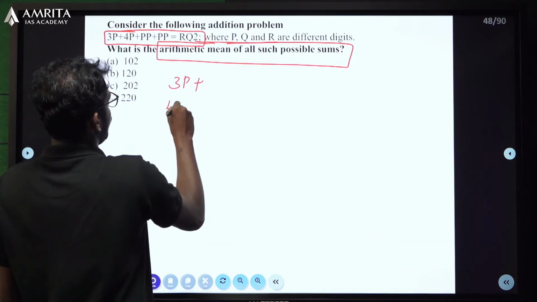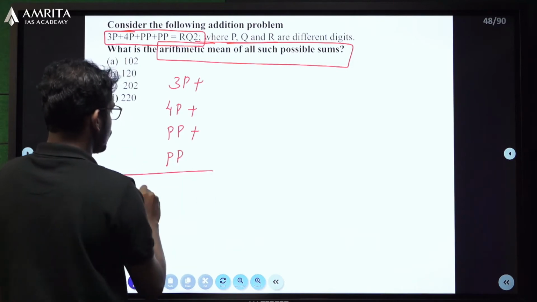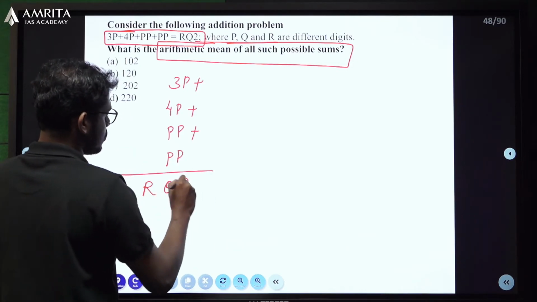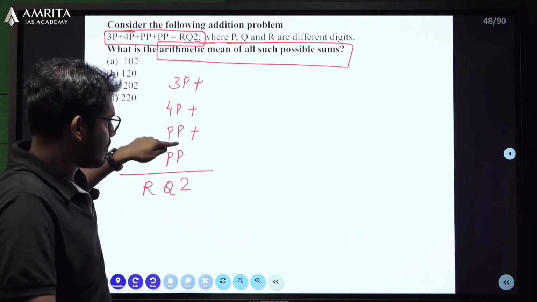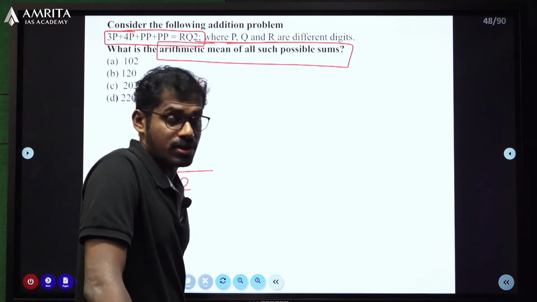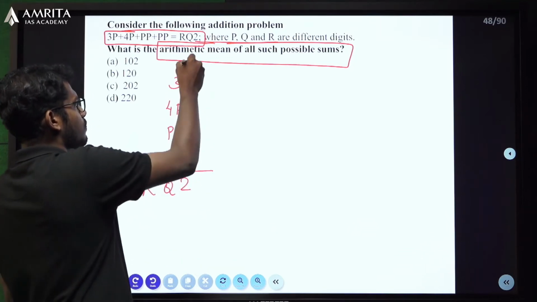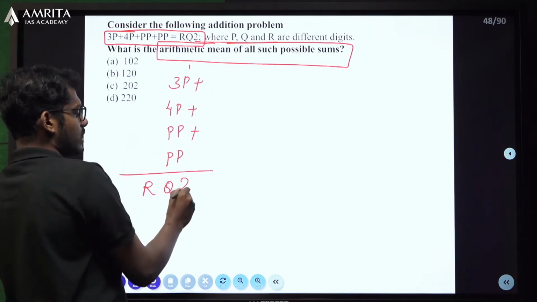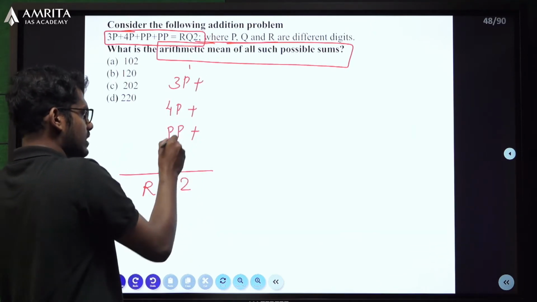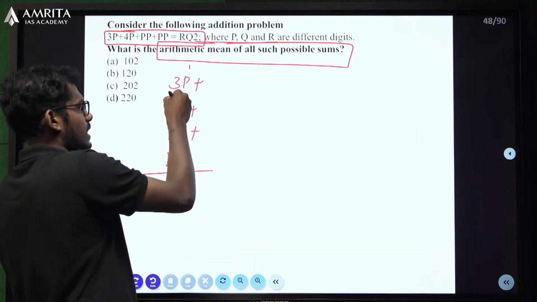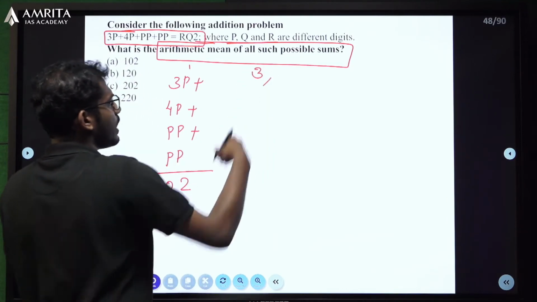3p plus 4p plus pp plus pp is equal to rq2. Okay, clear? p is added with p, further p, further p. So p is added 4 times. Clear? So let's put different values here. If 1 is put here, 1 plus 1 plus 1 plus 1 is 4, but here the answer is 2. Okay, 1 is not possible. 2 plus 2, 4, 4 plus 2, 6, 6 plus 2, 8, but it should be 2. 3 plus 3, 6, 6 plus 3, 9, 9 plus 3 is 12. Yes, possible. So one value is 3.